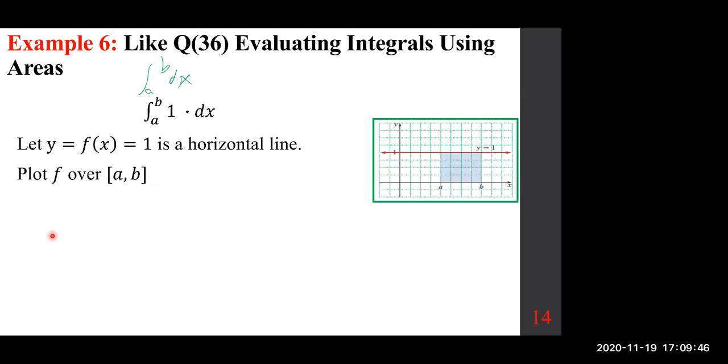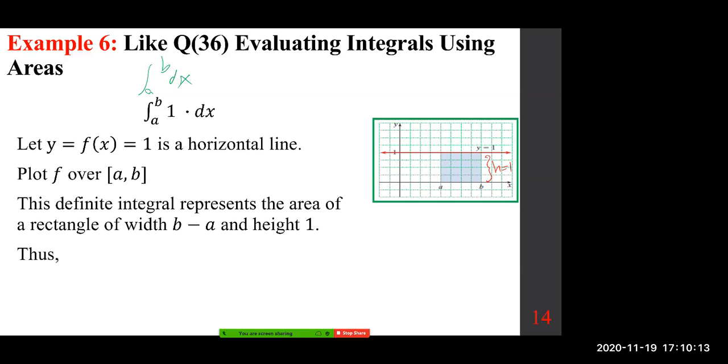a can even be negative. It doesn't matter. What matters is this. This is a rectangular shape. Why? Because the width is clearly b minus a, and the height is fixed at 1. Therefore, it's the width b minus a times the height 1, and you have the answer.